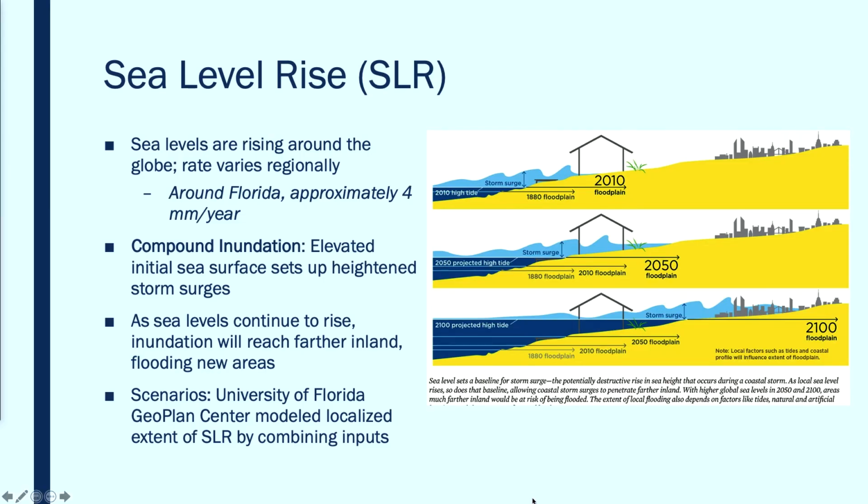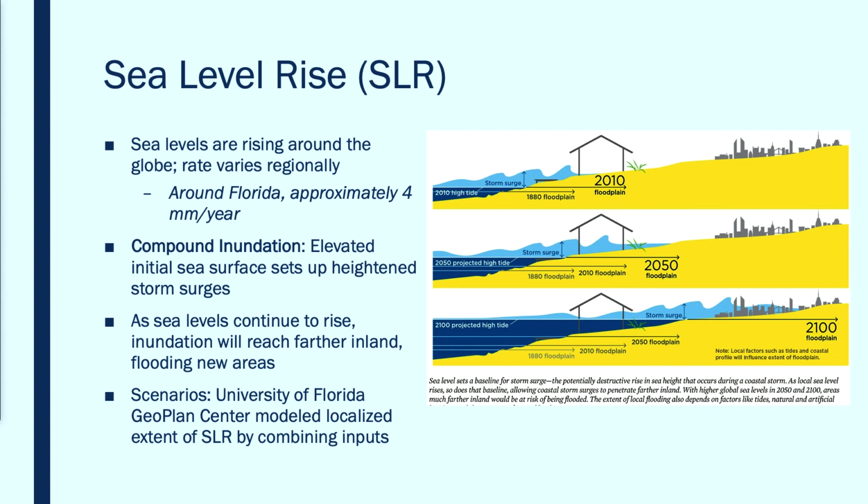So sea level rise, this is another component of inundation. We know that sea levels are rising around the globe, but the rate varies regionally, which I think is very interesting. Around Florida, it's approximately 4 millimeters per year, but it does vary based on the basin that you're looking at and even the region of the coastline.